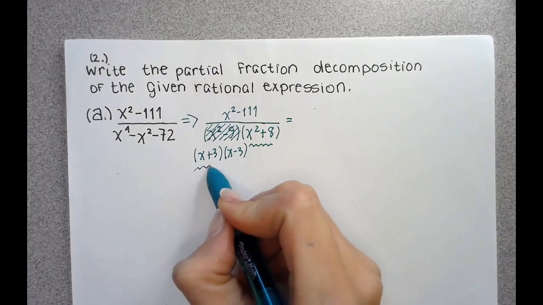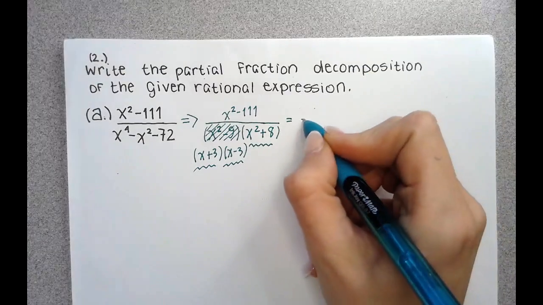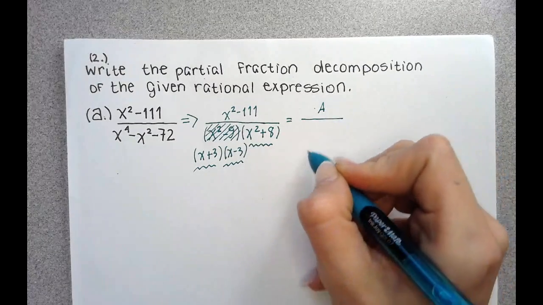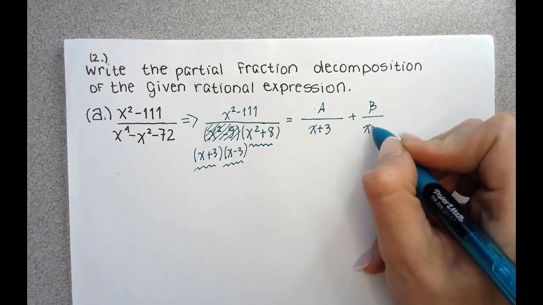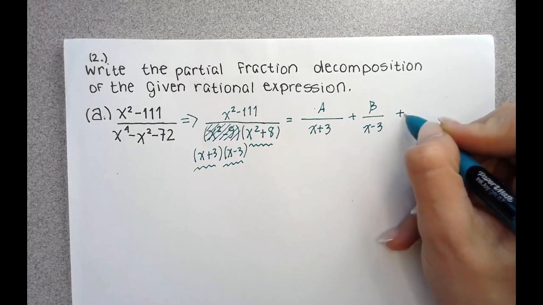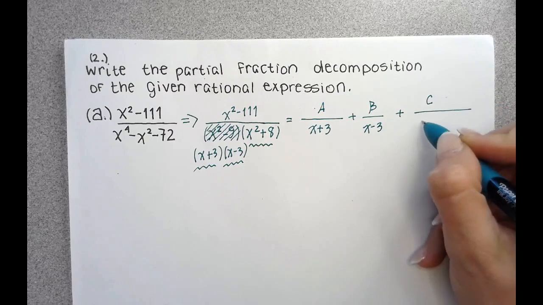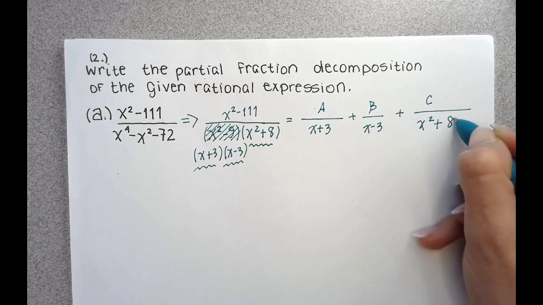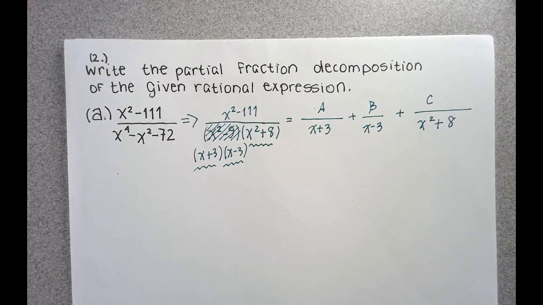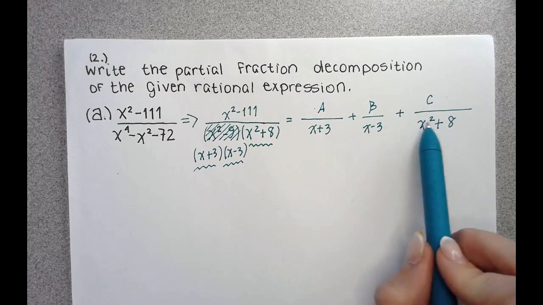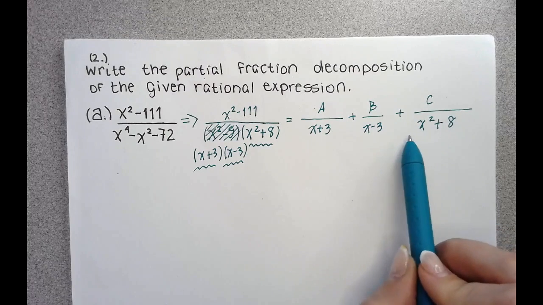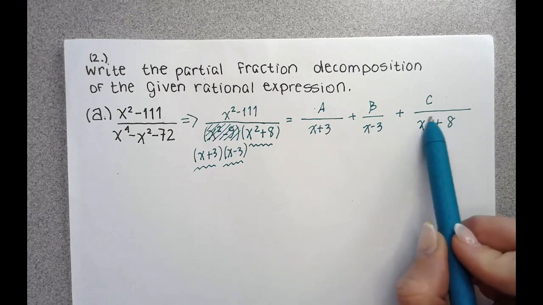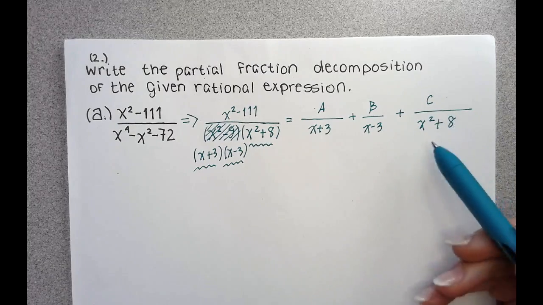So when I set this up, I do have some unique linear factors, so I started off the same way. A over x plus 3 plus B over x minus 3 plus, alright, if you just put C over x squared plus 8, that's where you're messing up. We need a fourth constant. The other rule is, here I have a quadratic prime factor. Maybe they call it a non-reducible factor. I sometimes like to call it prime because you can't factor it any further.